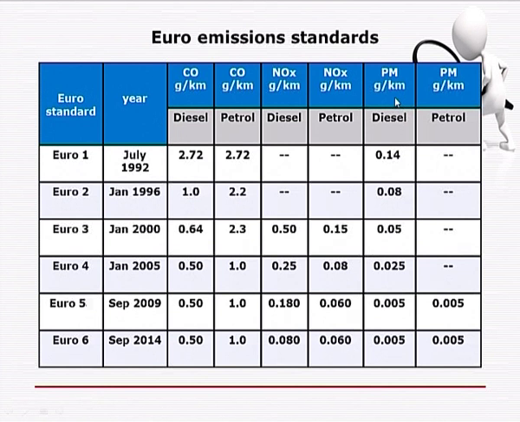If you check the particulate matters, these are very dangerous substances which are responsible for many pollutants. The limit for diesel cars in Euro 1 was 0.14, but if you check after EGR, exhaust gas recirculation, it is decreasing. The limit of particulate matter in Euro 6 standard is 0.005. Same here for petrol cars, the limit is 0.005. So, as you can see here, as the standards are revised, the quantity of these pollutants is just minimizing the limit.